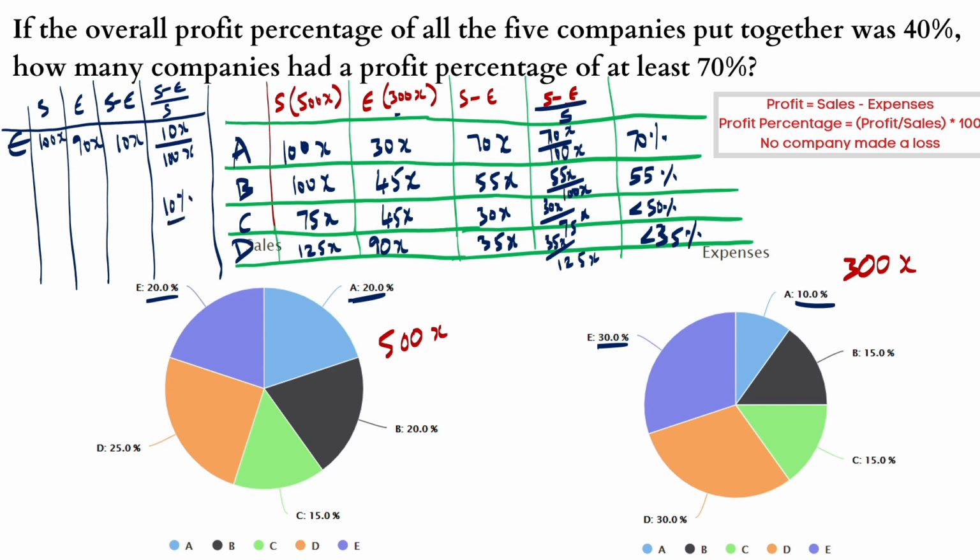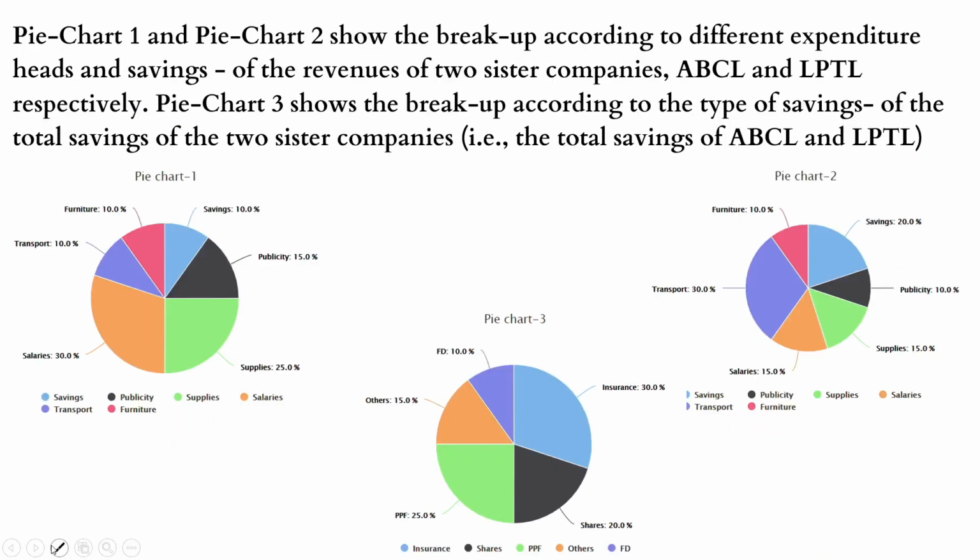So if we observe, what is the question? How many companies had a profit percentage of at least 70%? So at least 70% means how many are there? A has got 70% and B is 55, so less than 70, and C is less than 50, less than 70, and everything is less than 70. So for company A, the value is 70%, so we have only one company, right?